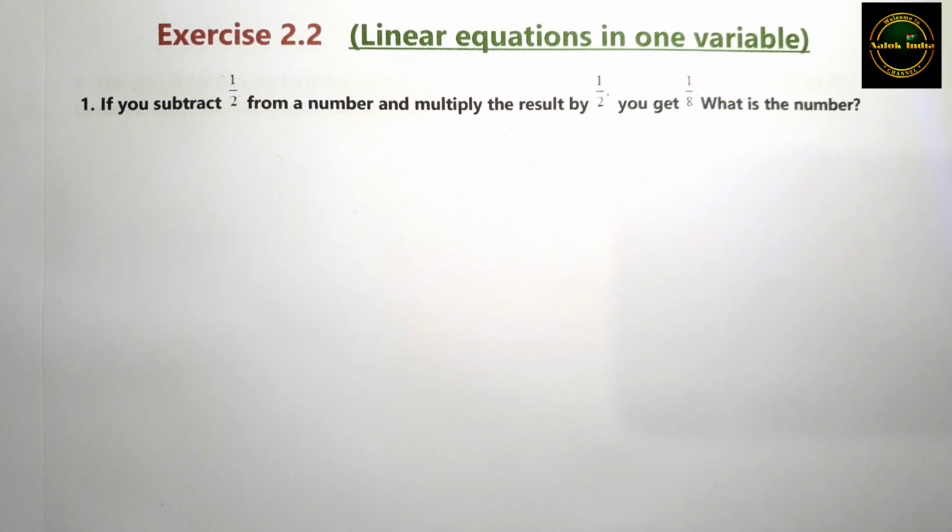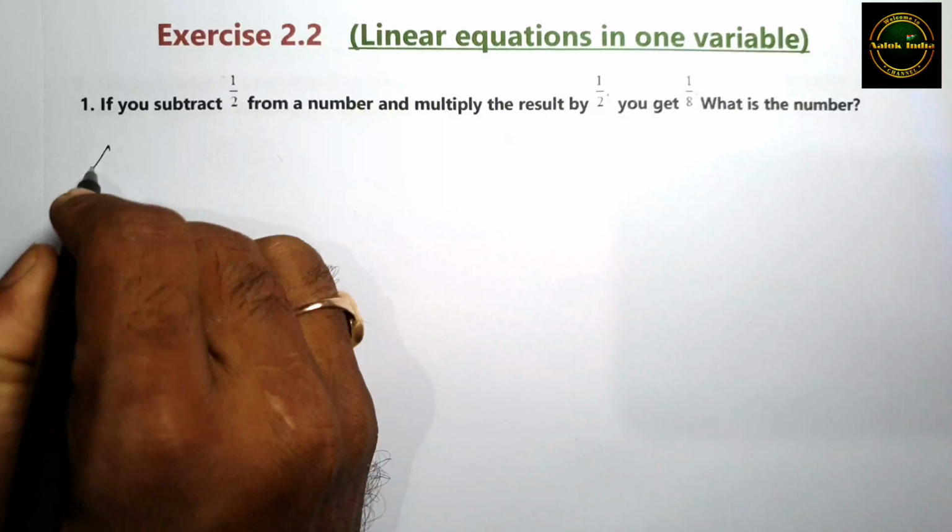Everybody, today we'll discuss exercise 2.2 from linear equations in one variable. So let's start the first question. If we subtract half from a number and if we multiply the result by half, you get 1 by 8. What is that number?